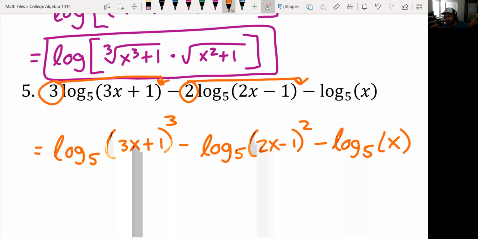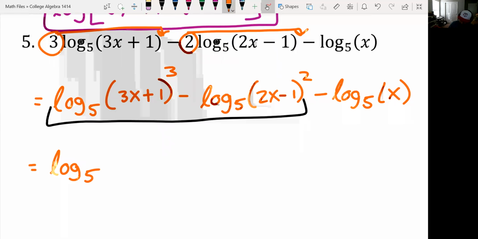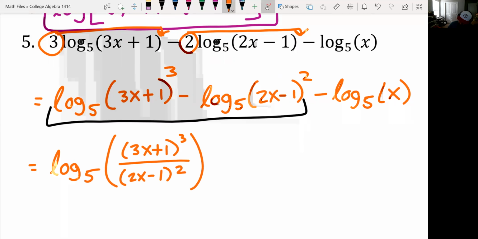And now you can work this left to right or right to left. Let's start by doing this left to right. Doesn't matter, you'll get the same answer. So first thing we're going to do is combine these two by the quotient to difference. So that should give me log base 5 of 3x plus 1 cubed over 2x minus 1 squared minus log base 5 of x.